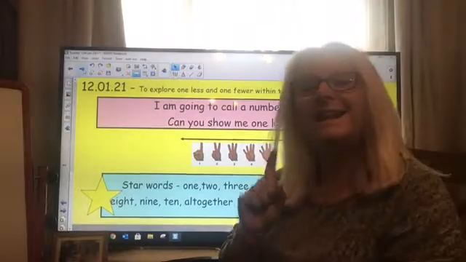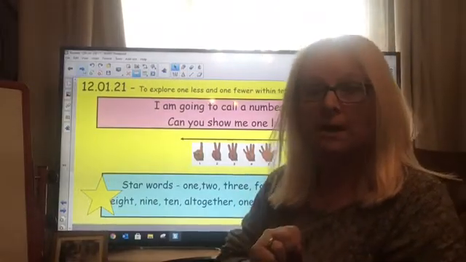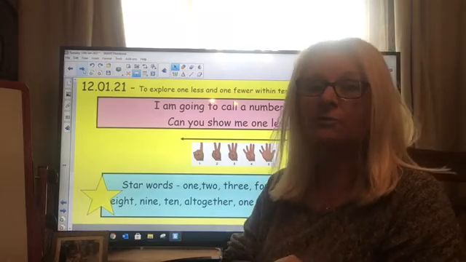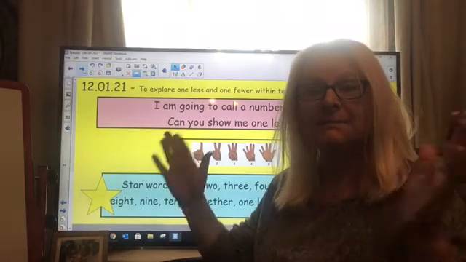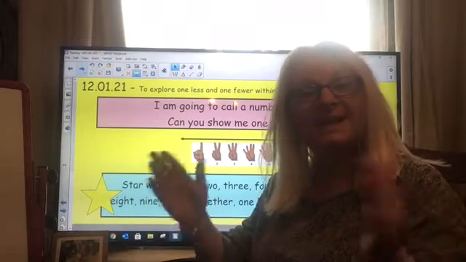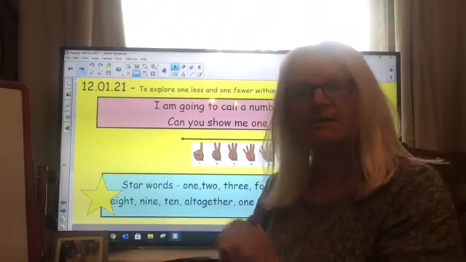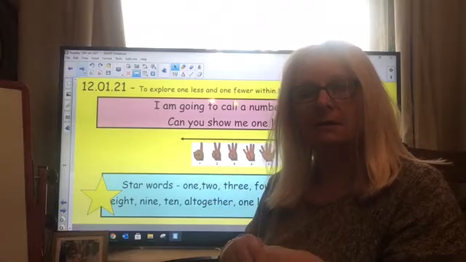Now in Maths Today we're going to be thinking about numbers that are one less or one fewer than another number. So one less and one fewer both mean the same thing. It means something is getting smaller. If it's less, it's smaller. If it's fewer, it's smaller. So less and fewer are our words.